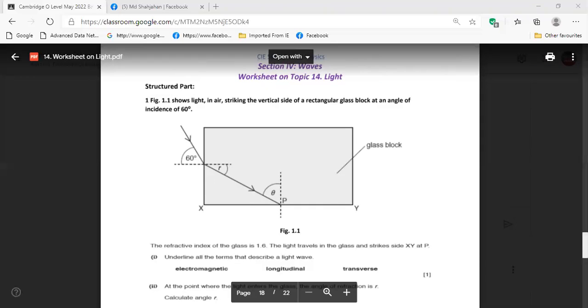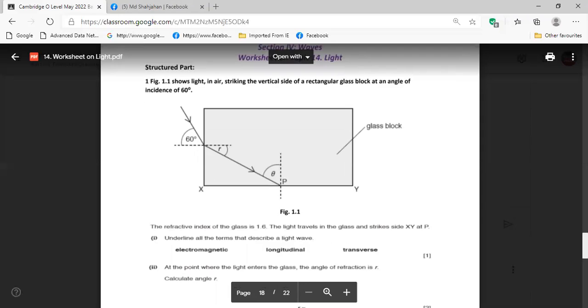Question 1.1 shows light in air striking the vertical side of a rectangular glass block at an angle of incidence of 60 degrees. The refractive index of the glass is 1.6. The light travels in the glass and strikes side XY at P. Underline all the terms that describe a light wave. This idea is actually from topic 13. However, we will try to get it. It's a simple thing.